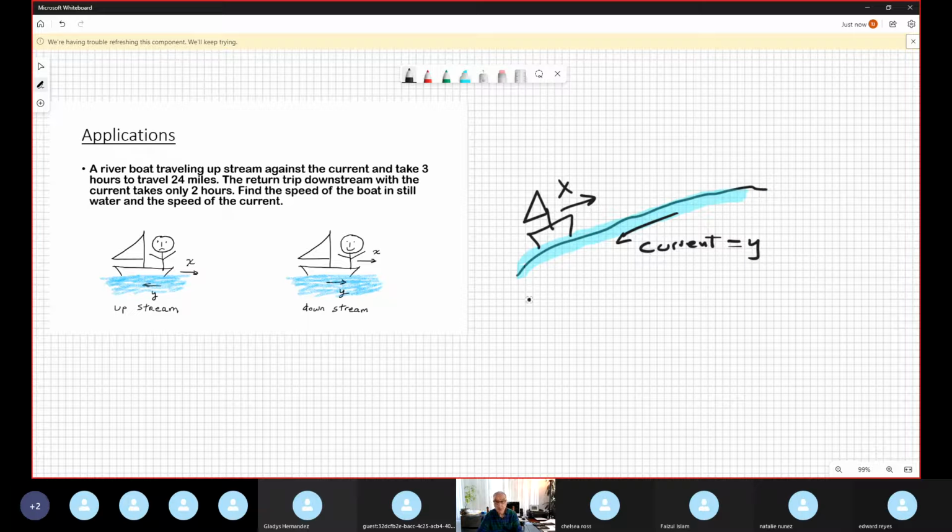Now we have another situation in which you travel in the opposite direction. Now this is X, and Y stays the same. But you go faster because the speed is somehow additional, and the current helped me go fast. And the duration of the trip is just 2 hours. Okay, do you understand the problem? Yes or no?